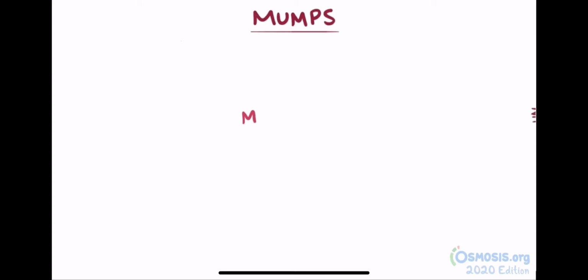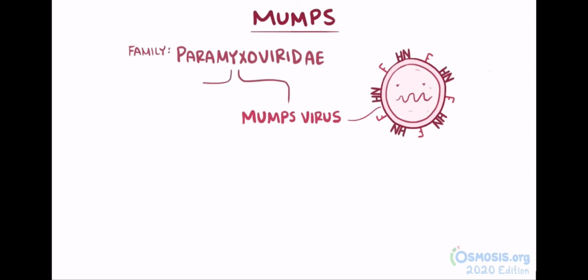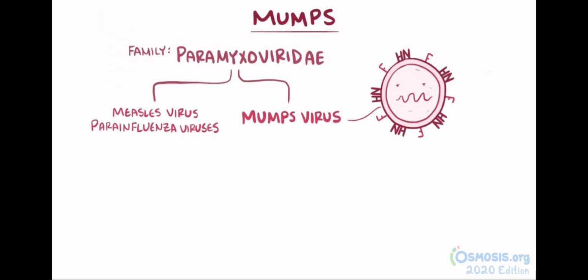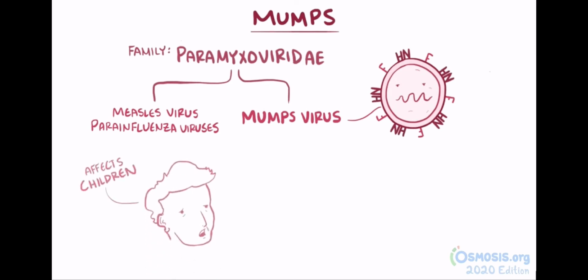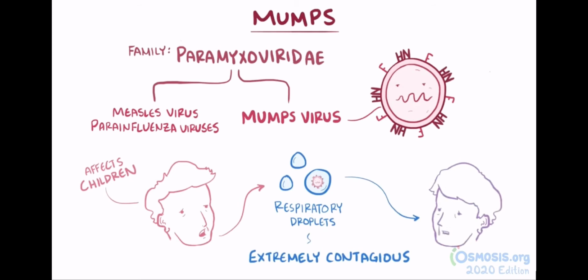Mumps is a disease caused by the mumps virus, which is a member of the Paramyxoviridae family. This is actually a large family of viruses, which also includes the measles virus and the parainfluenza viruses. And all of these tend to affect children the most. Mumps only affects humans and is spread by tiny respiratory droplets that are small enough to be carried short distances in the air. So mumps virus is extremely contagious, and anyone near a person with mumps is at risk for getting the disease as well.